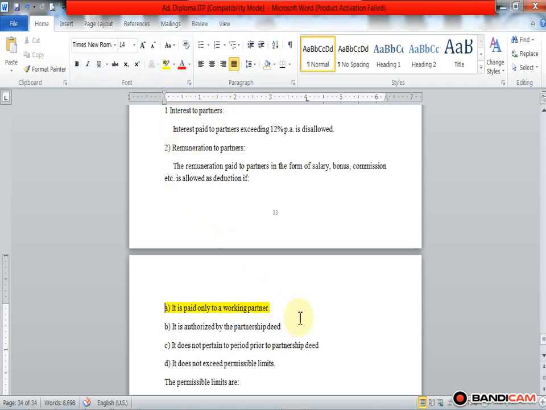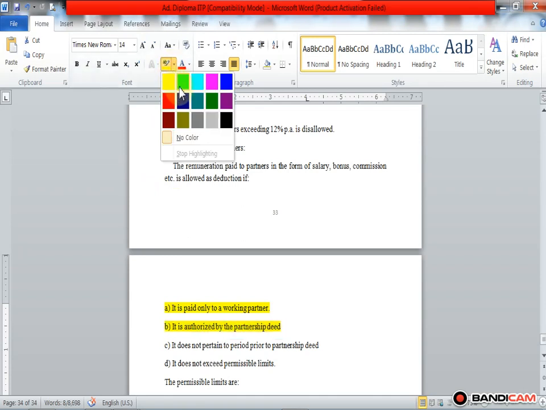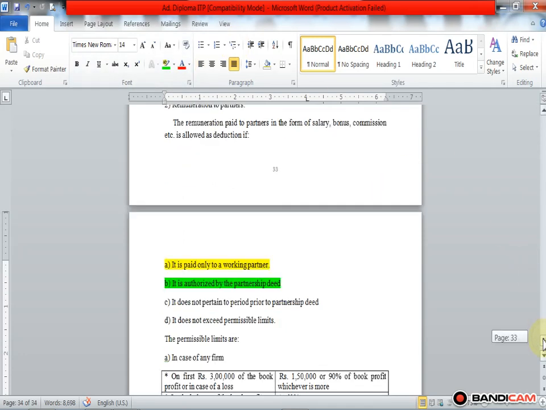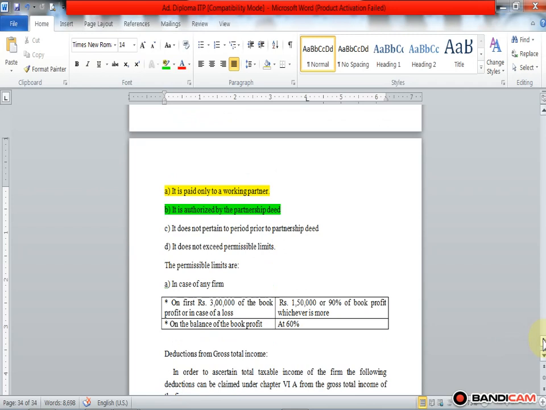Second, it is authorized by the partnership deed. If you mention it in your partnership deed, then it will be allowed for deduction as an expense of the firm. Third, it does not pertain to a period prior to the partnership deed. And fourth, it does not exceed permissible limits. So here permissible limits are given to you. The firm cannot deduct the overall salary of the partners as an expense of the partnership firm.